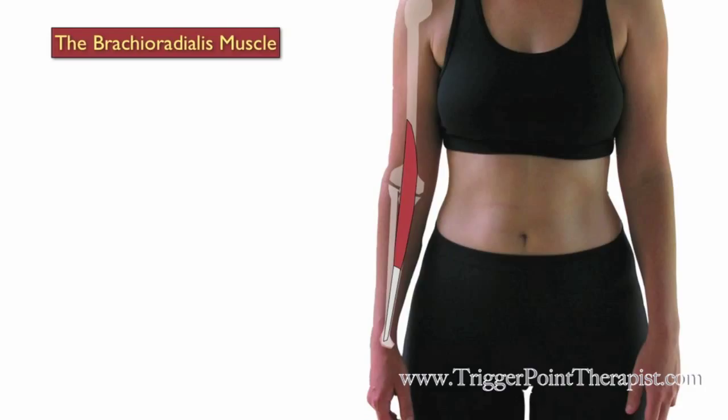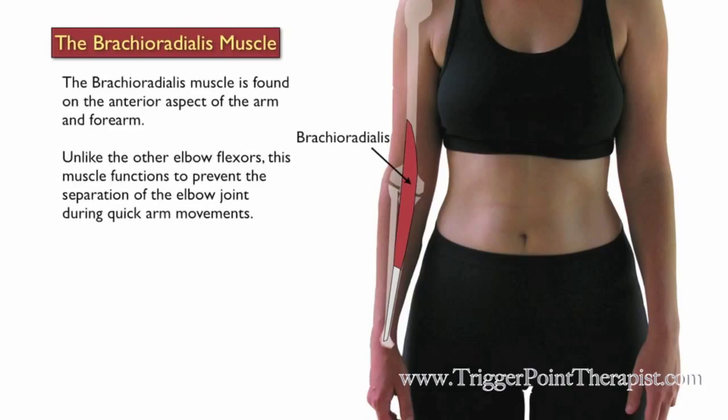Brachioradialis muscle. The brachioradialis muscle is found on the anterior aspect of the arm and the forearm. Unlike the other elbow flexors, this muscle functions to prevent separation of the elbow joint during quick arm movements.